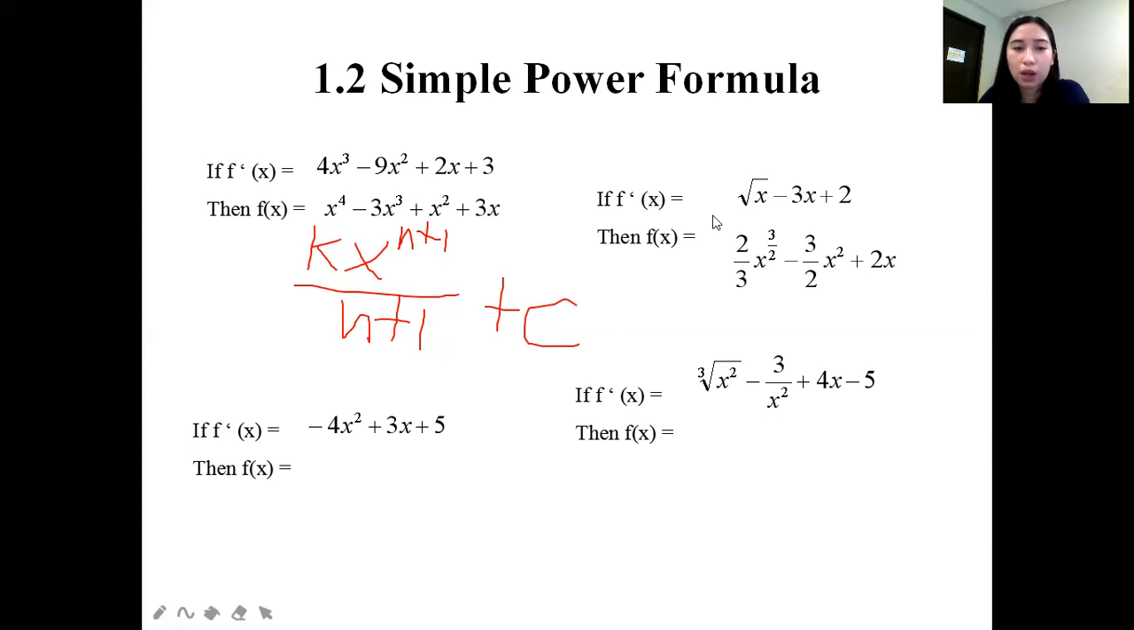So, x to the 1/2. So, mahimo, x to the 1/2, x to the 1/2 plus 1 is 3/2. 3/2 over n, which is 1/2, 1/2 plus 1 is 3/2. So, naa man siya sa denominator. So, mahimo siya ma-reverse siya, no? Mahimo siya 2/3 x to the 3/2 minus 3x, n plus 1 over n plus 1.